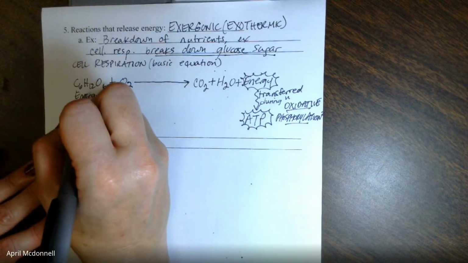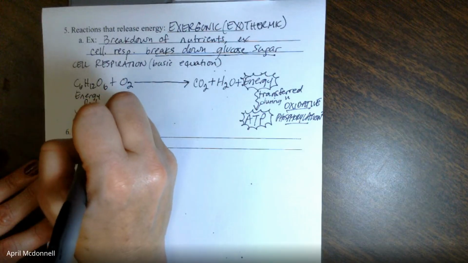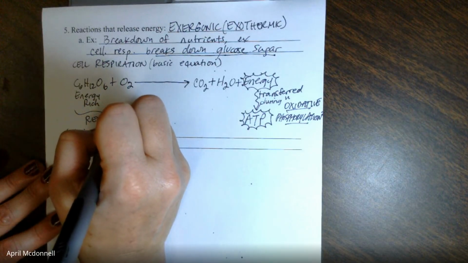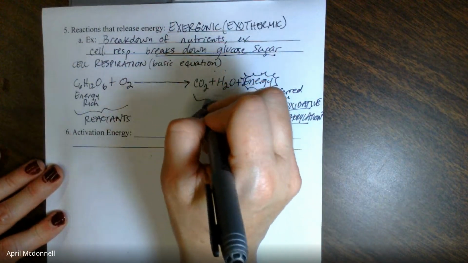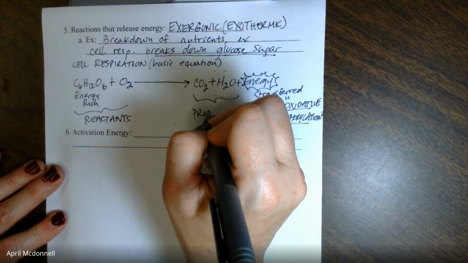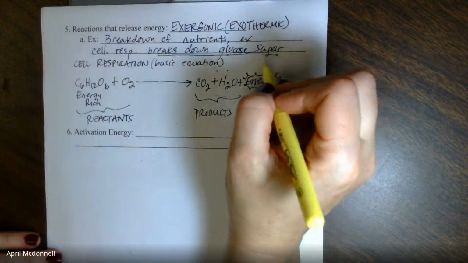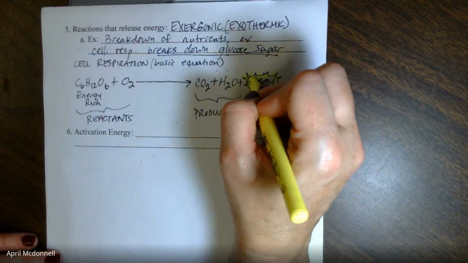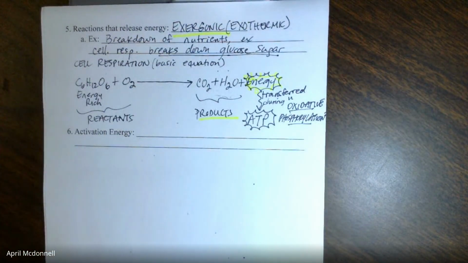So glucose and oxygen are going to be considered the reactants. They're going to be on the reactant side. And then over here are going to be the products. One thing to note is that when that big burst of energy is on the product side, that is going to be considered an exergonic type of reaction.